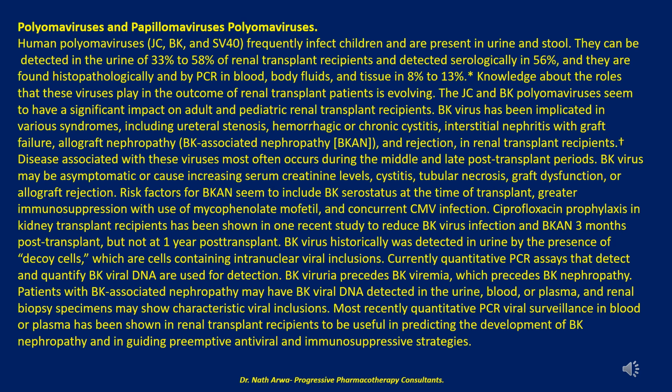They can be detected in the urine of 33% to 58% of renal transplant recipients and detected serologically in 56%, and they are found histopathologically and by PCR in blood, body fluids, and tissue in 8% to 13%. Knowledge about the roles that these viruses play in the outcome of renal transplant patients is evolving. The JC and BK polyomaviruses seem to have a significant impact on adult and pediatric renal transplant recipients.